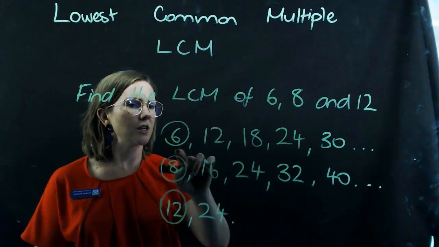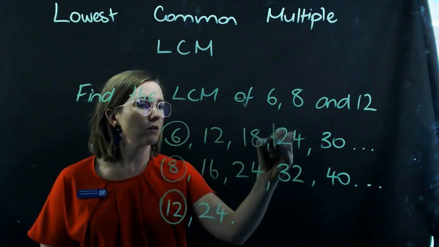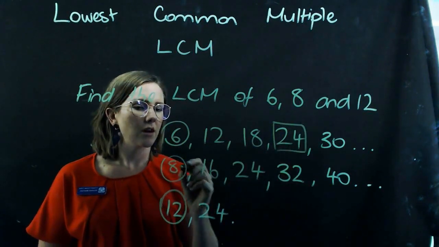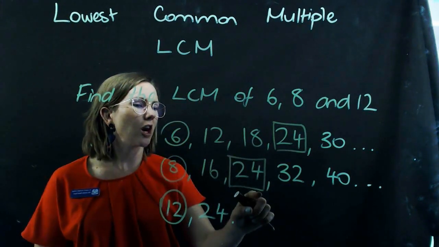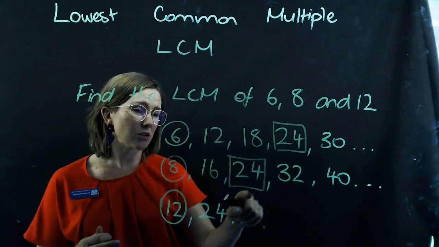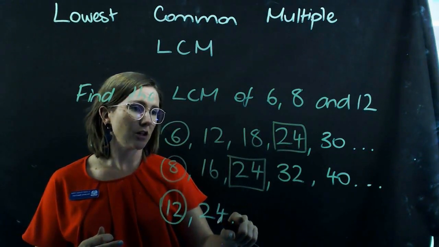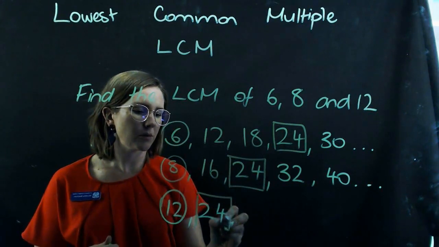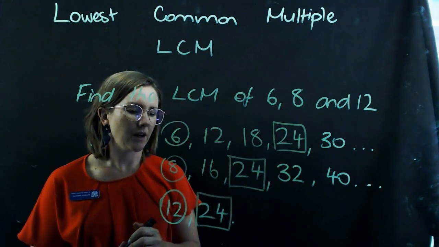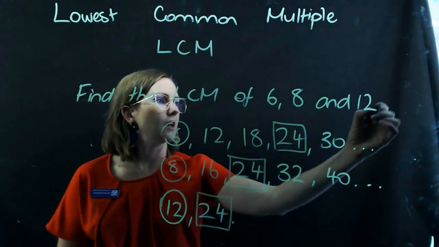So I've got 6, 12, 18, 24, 30, and 8, 16, 24 again. Now, if I got to this point, I would assume probably that 24 is going to be my lowest common multiple, but I would still write a few more, and then, of course, we know it appears second here with the number 12. So 24 is our answer for that one.